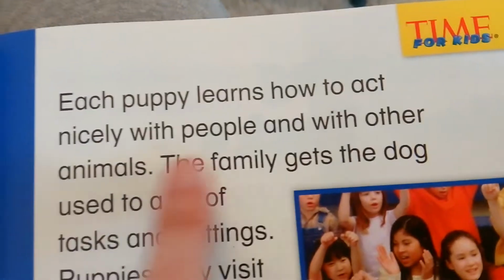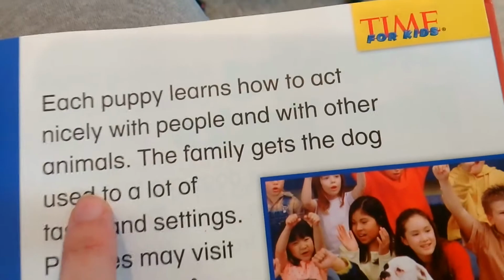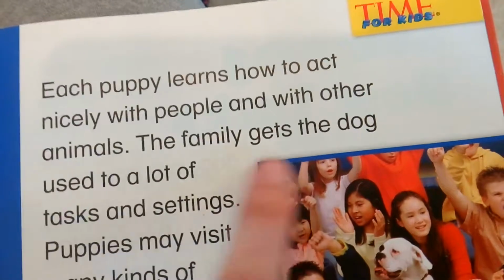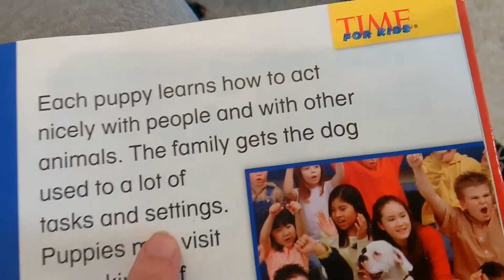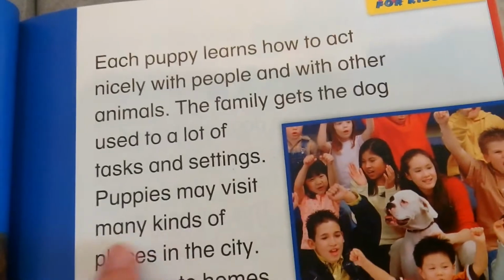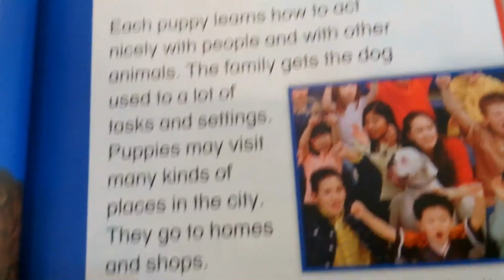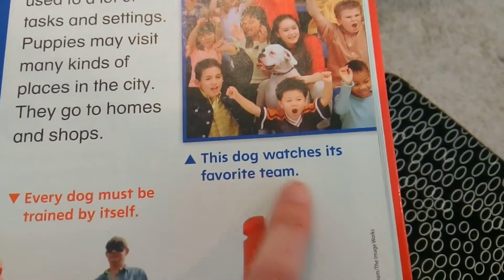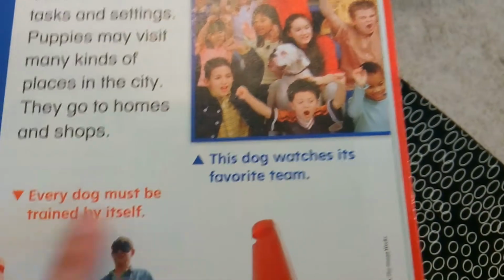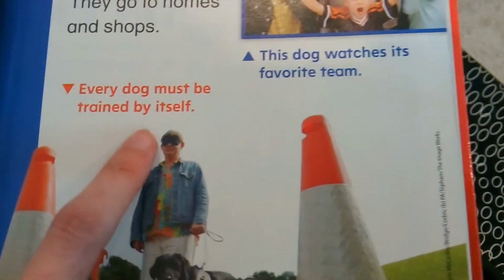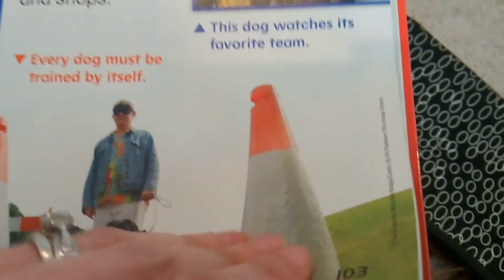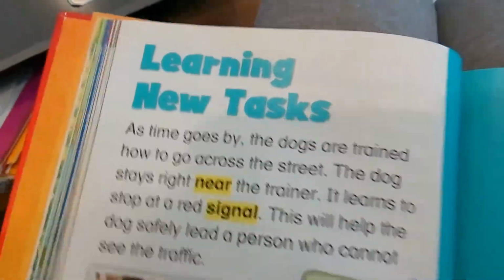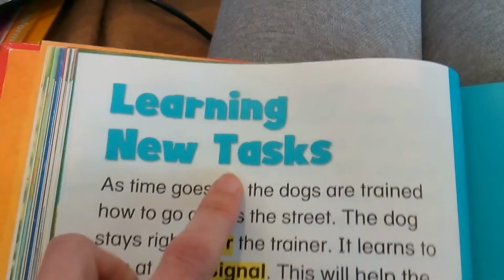Each puppy learns to act nicely with people and with other animals. The family gets the dog used to a lot of tasks and settings. Puppies may visit many kinds of places in the city. They go to homes and shops. This dog watches its favorite team. Every dog must be trained by itself. Turn our page. Learning new tasks.